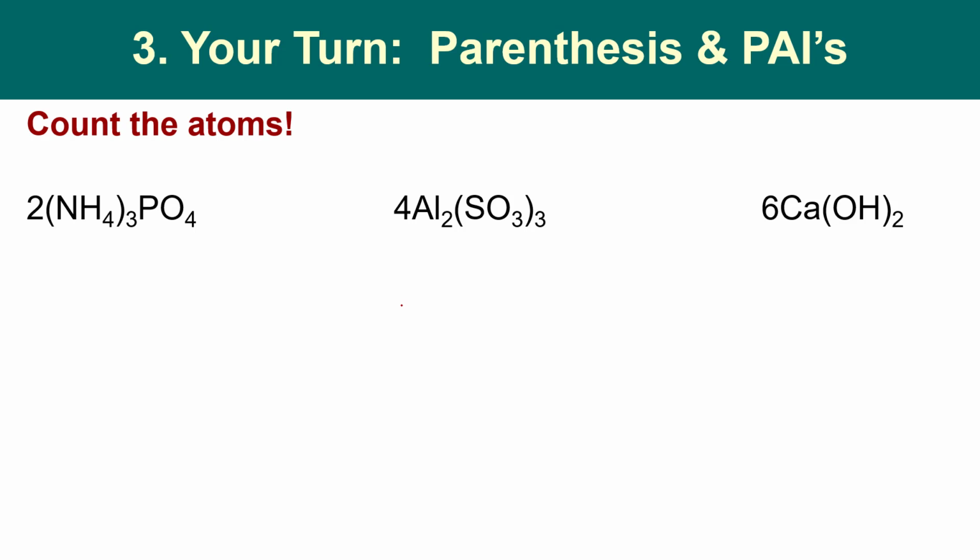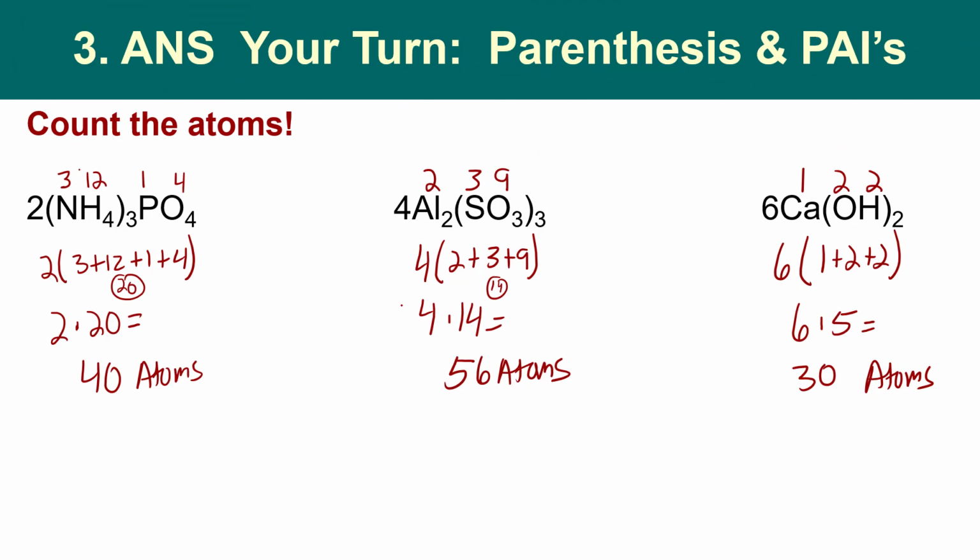And of course, it is now your turn to practice. So let's take these 3 compounds. They all have a coefficient and they all have parentheses in there. And let's total up the sum of the atoms. Pause the video now while you do that, and then unpause when you have an answer. All right, if you did this correctly, we should have gotten 40, 56, and 30 atoms respectively. If you made any errors on anything, make sure you rewind the video to check out where you went wrong.